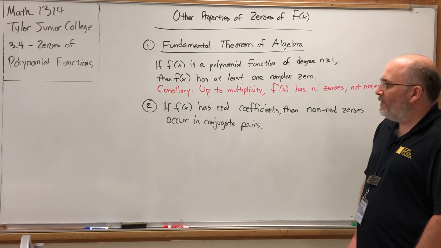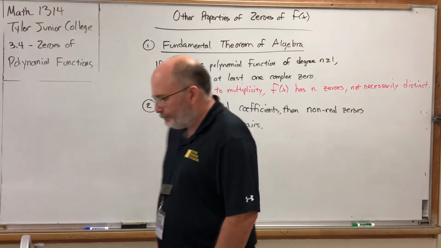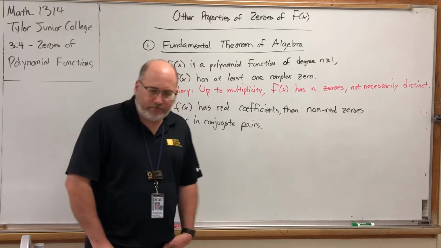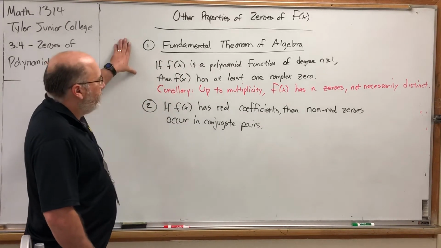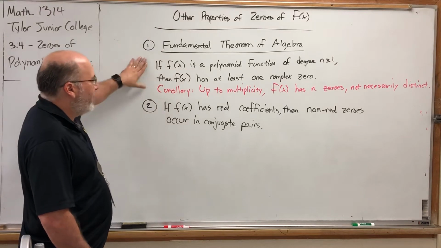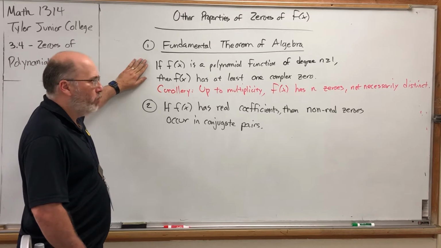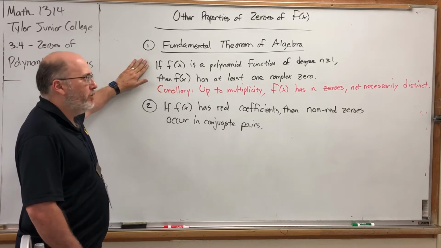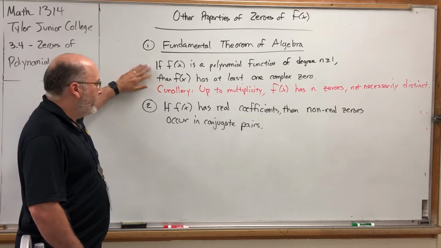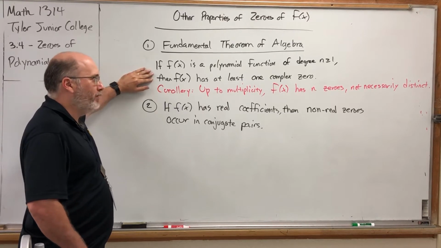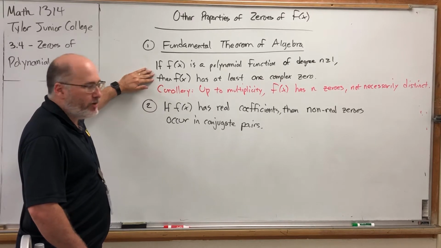Number one is called the fundamental theorem of algebra, which sounds pretty simple and is a little tricky to prove, but not impossible. The fundamental theorem of algebra says that if f of x is a polynomial function of degree n greater than or equal to 1, so the highest power is at least 1, then f of x has at least one complex zero. So it could be real or it could be complex and have an imaginary part.